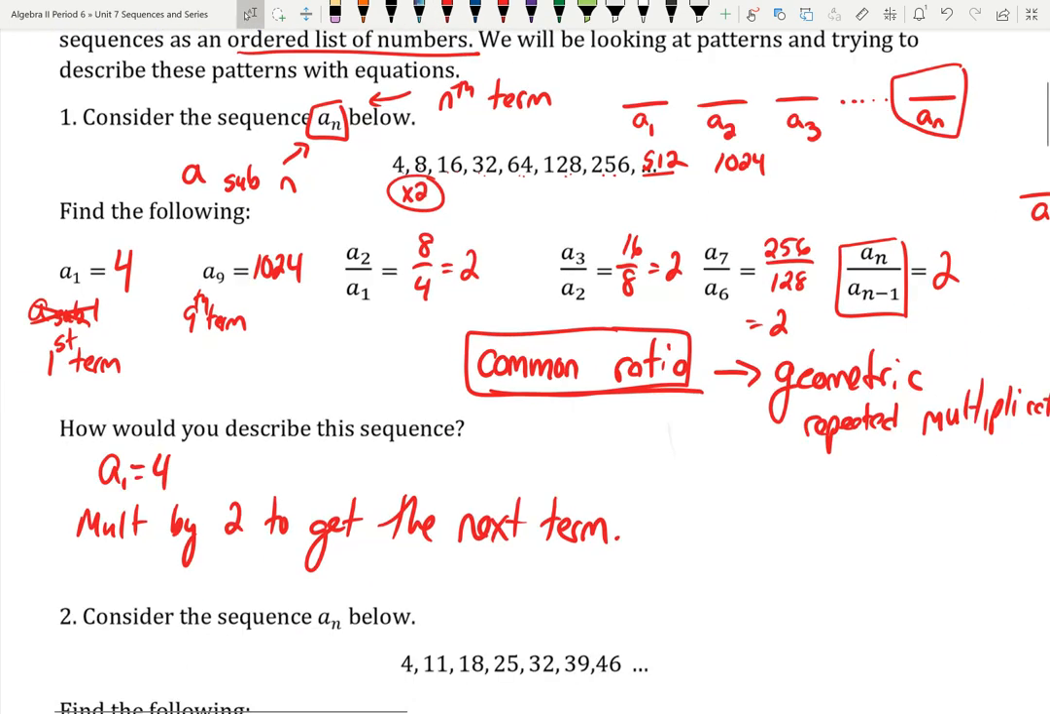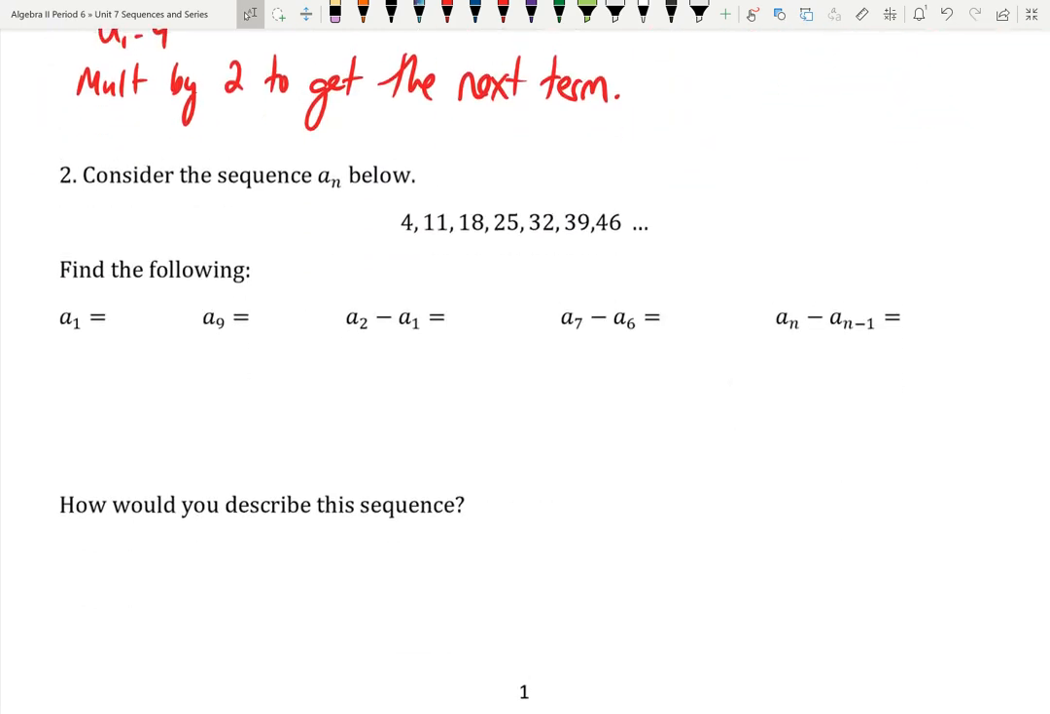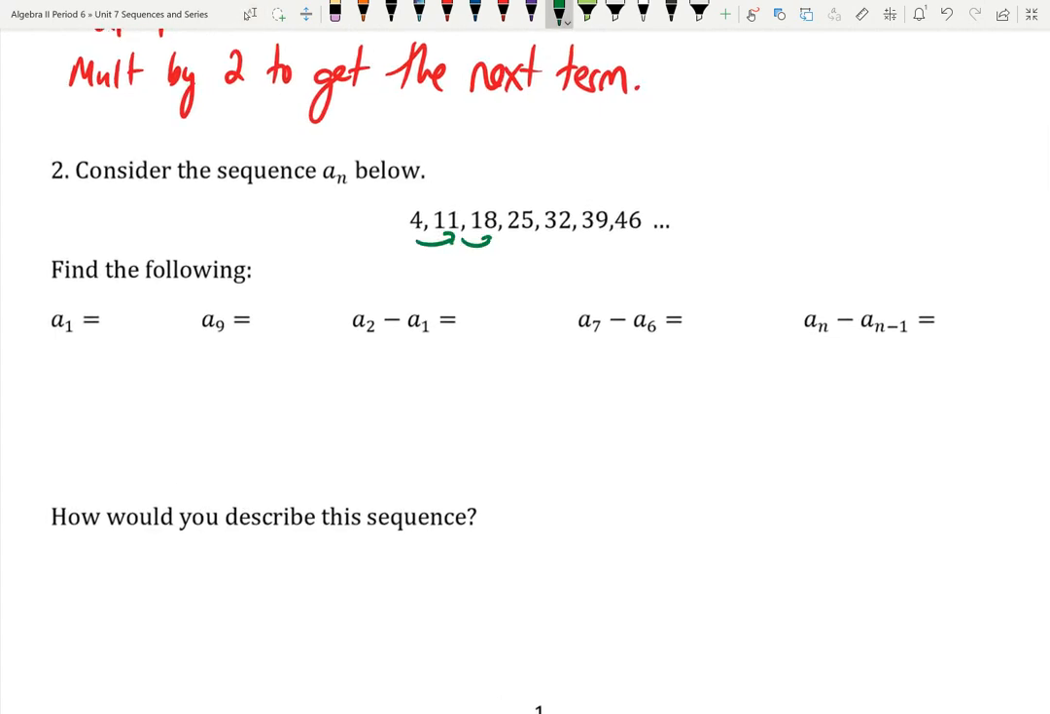So let's do this all again, but with a different sequence. How about we actually pause the video right now and you try exercise 2 on your own here. Here's a new sequence. See if you can figure this out for me. So looking at this sequence, let's see what's going on. I'm not multiplying. It looks like I'm adding 7 each time. Okay, so there's an add 7 pattern. So the pattern here is start at 4, and we add 7 to get the next term.